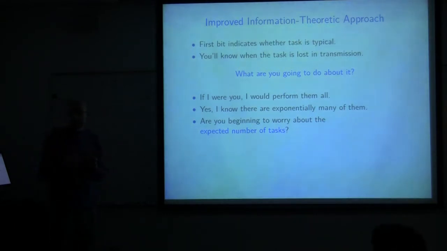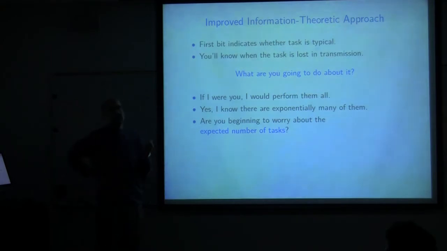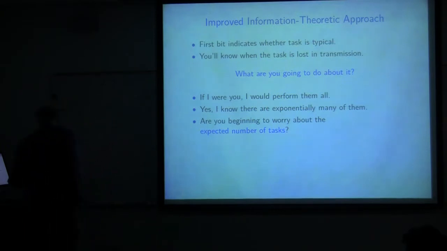And at this point, I see that my wife is getting a little bit worried, which is exactly the approach I was hoping for. And we start worrying not about the probability of an atypical sequence, but we start worrying about the expected number of tasks that we're going to end up performing. That's a completely different number.